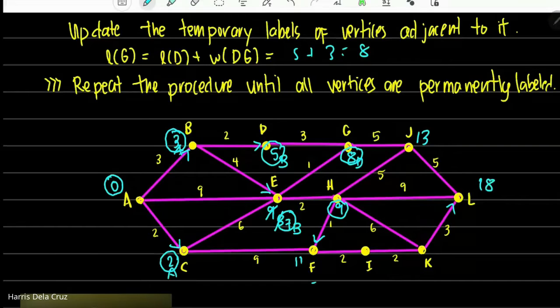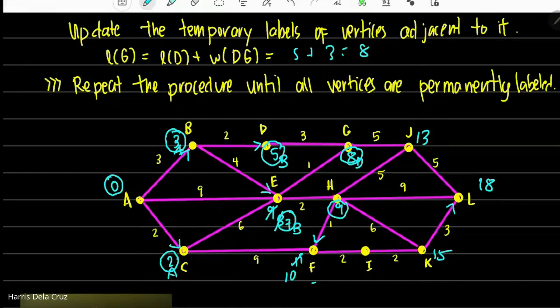So, temporary label niya yun since wala pa naman siyang label kanina. From H, pwede ka rin pumunta kay K. So, 9 plus 6, 15. Temporary label. From H, pwede ka rin pumunta kay F kasi hindi pa naman siya permanently label. So, 9 plus 1, 10. Mas maliit sa 11. So, papalitan mo to ng label na 10.